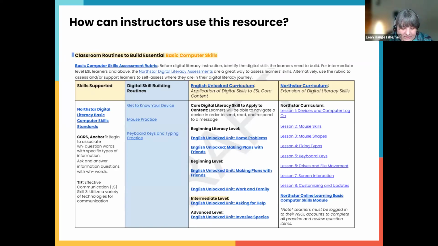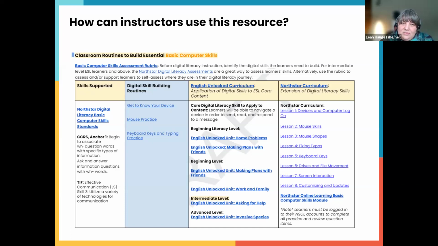And so here, each topic table includes at the top a link to the rubric for that topic, which we saw earlier. That's for pre and post assessment, along with a guiding lesson of how you might use it. Then the skills supported, so we're linking to our North Star digital literacy skills, the CCR skills that we're building in, and the TIF. And then in the blue column, the second column, that's where you'll find the links to the specific slide decks in Google Slides.